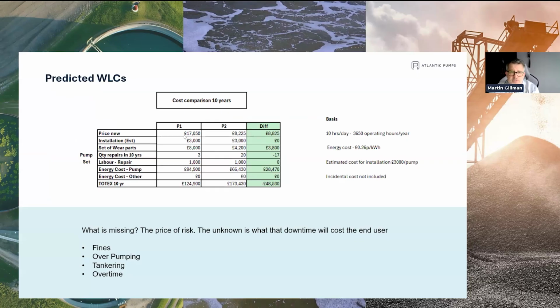So if we take those two pumps, the little one and the big one, I'm going to call them P1 and P2, and we lay that out in a whole life cost sort of way. We've got the capital costs being much higher, so the difference is £8,000. It's a lot more money to pay, isn't it? I've assumed that they cost about the same to install, just for easy numbers. Set of wear parts, almost twice as much on our big pump. Ouch, big difference. Starting not to look attractive, is it?